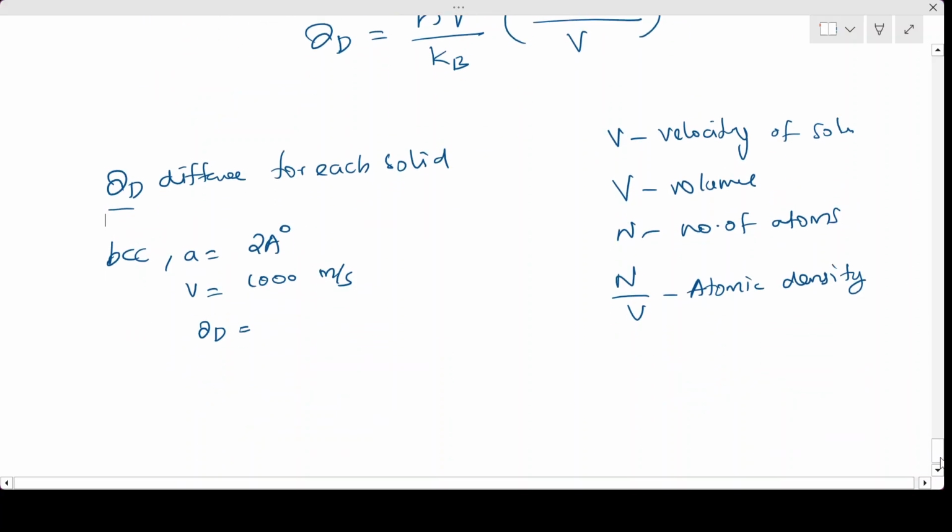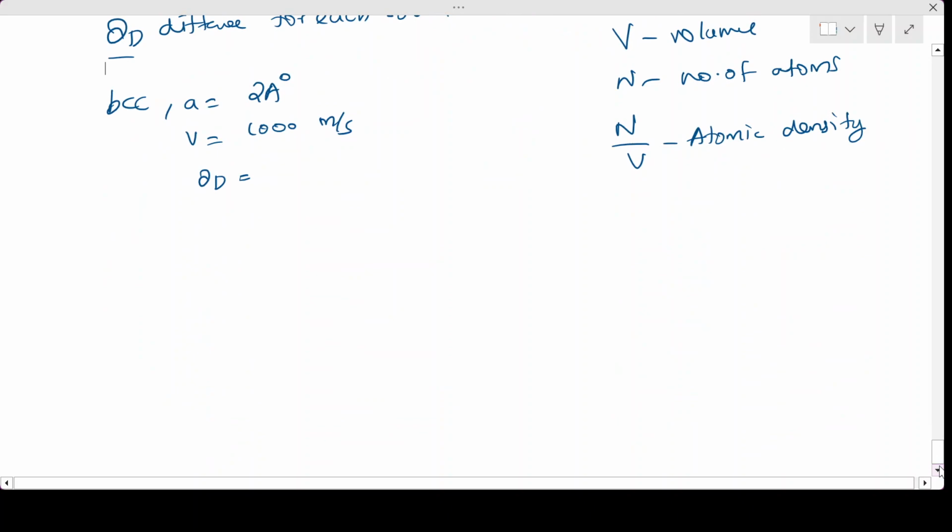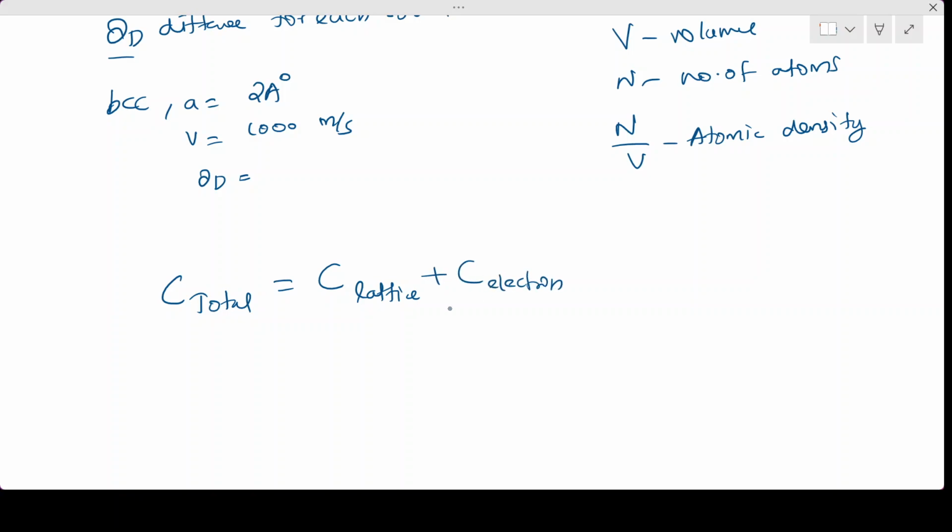And finally, to end this session, let me add one more point. When you consider the specific heat, the total specific heat will have two contributions. One is from the lattice, the other one is from the free electrons. In the lattice case, at high temperature, C is proportional to T raised to 0, or it is constant. T raised to 0 means it's 1. And C is proportional to T cubed at a low temperature.